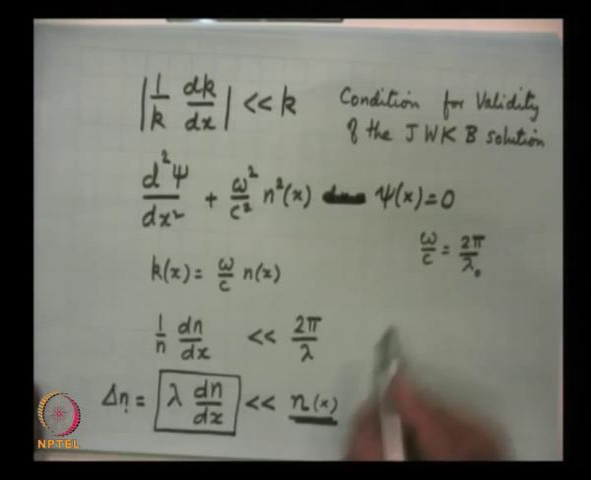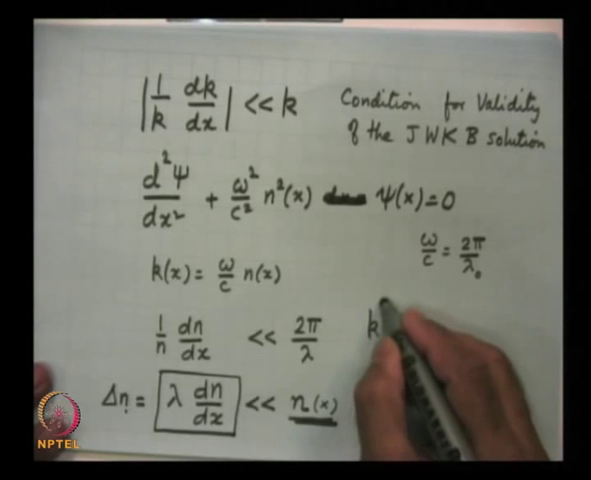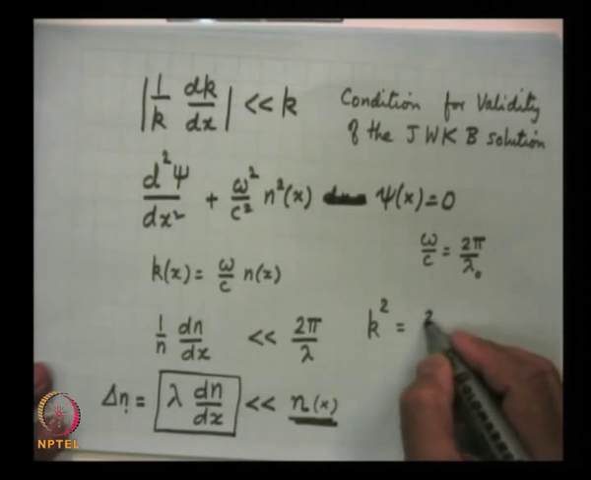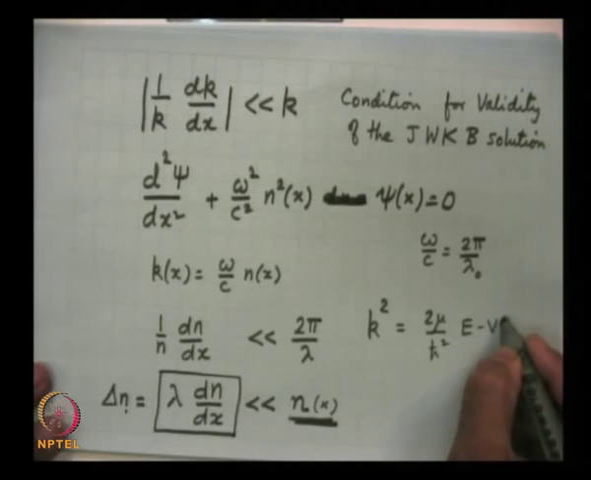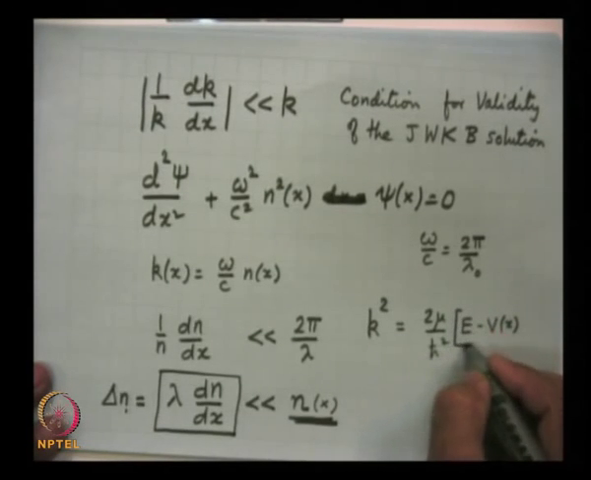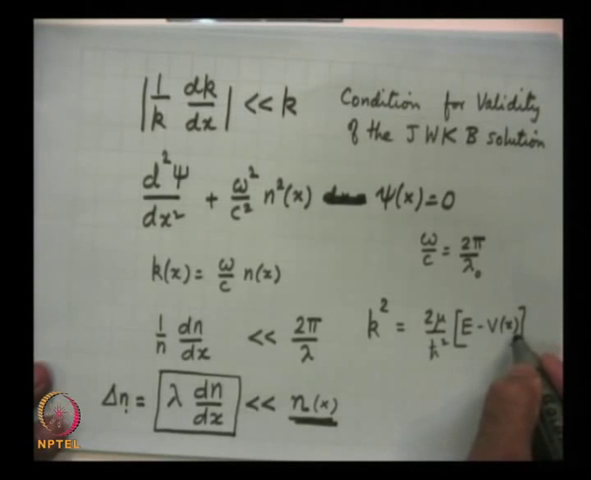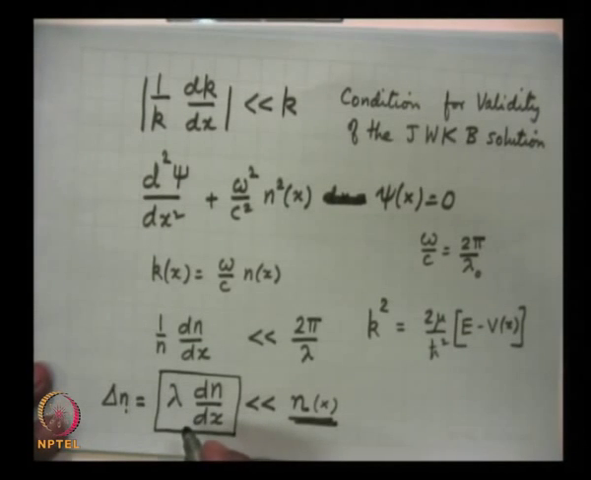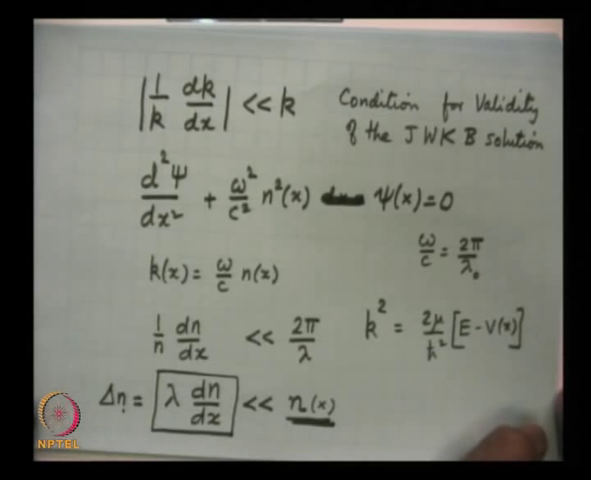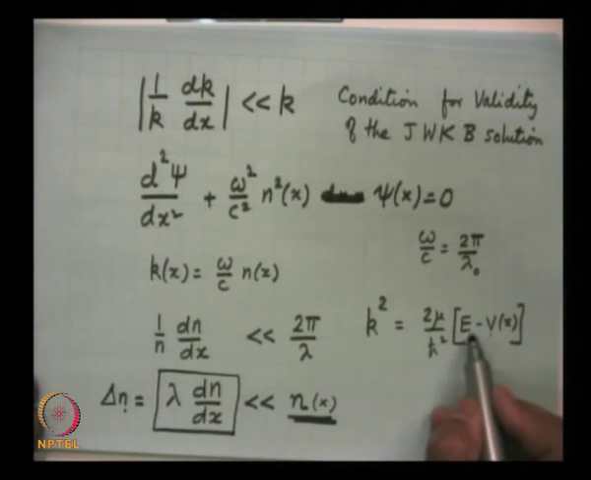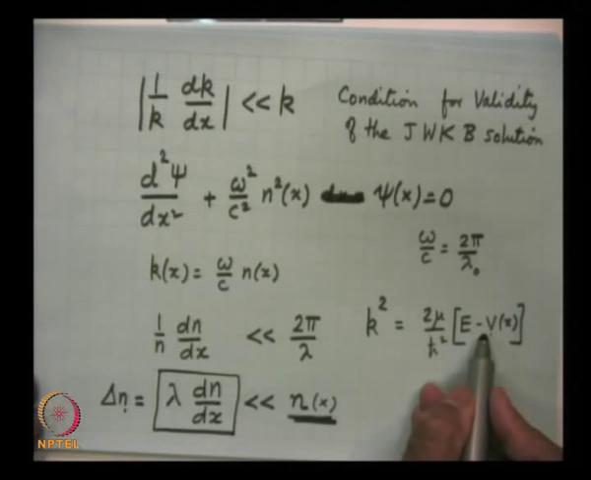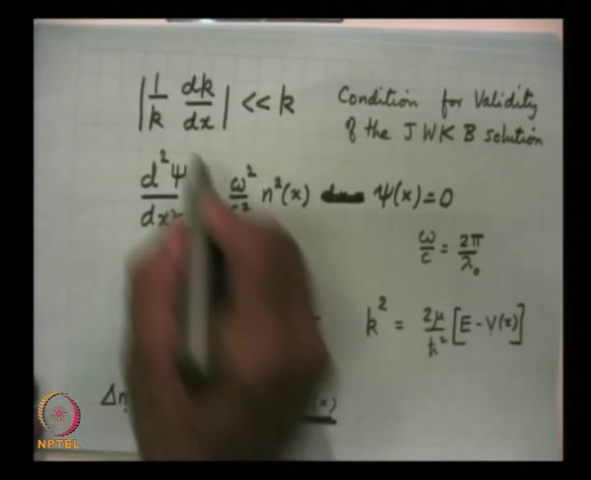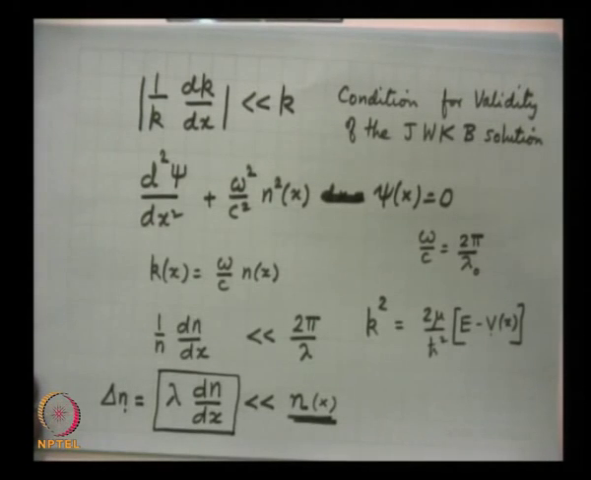And of course, in a quantum mechanics problem, k square is equal to 2 mu by h cross square times E minus V of x. And obviously, even if V of x is a slowly varying function, let us suppose I am in a region where the potential energy is close to the total energy, then k square becomes 0. So the left hand side becomes infinity.